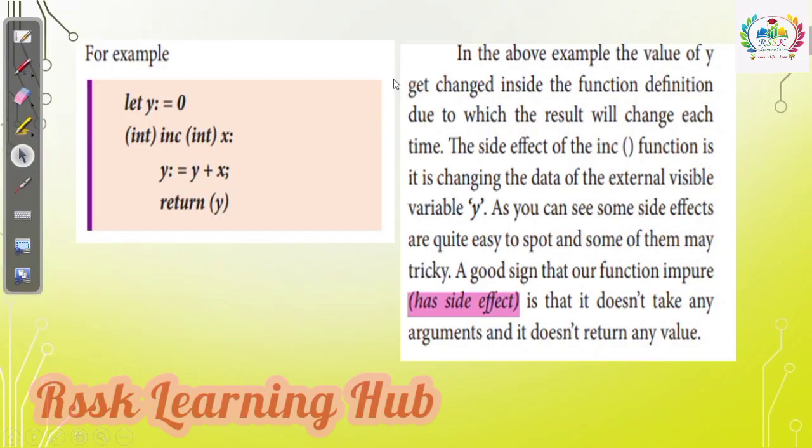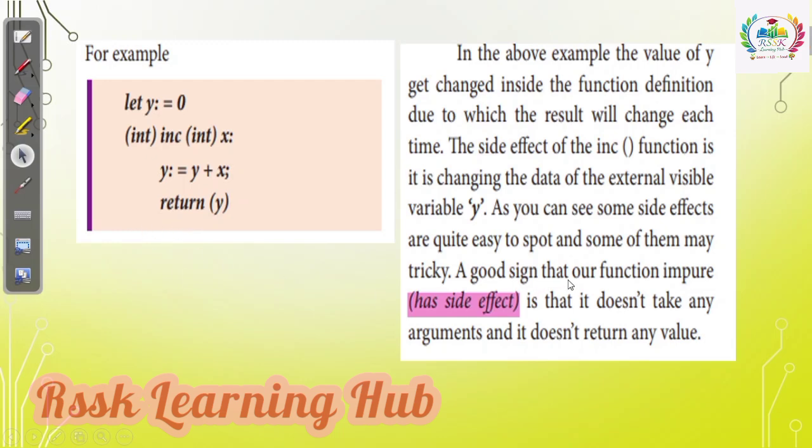So this is the thing we explained. In the above example, the value of y gets changed inside the function definition, due to which the result will change each time. The side effect of inc, that is the increment function, is changing the data of the externally visible variable y. y is the externally visible variable, because the output is written in y. As you can see, some side effects are quite easy to spot and some may be tricky. Here it is easy, but you don't know why it is changed. But once you run the program, it will vary the result for the value of y.